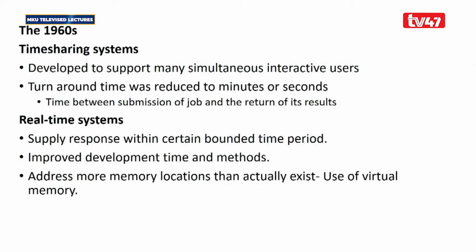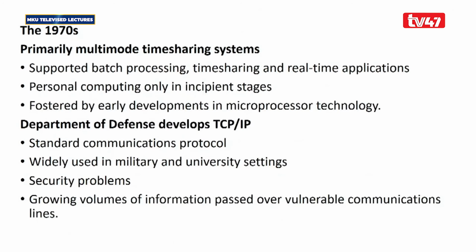Then we could address more memory locations than actually exist. That is the use of virtual memory. So the memory that we had could now appear to be more than what is physically available. That is, the creation of virtual memory came into existence. And then in the 70s, this is where we had multimode time-sharing systems, whereby they supported batch processing, time-sharing, and real-time applications.